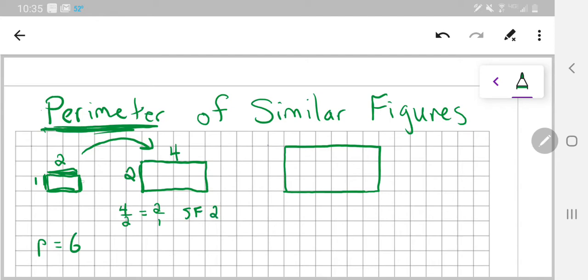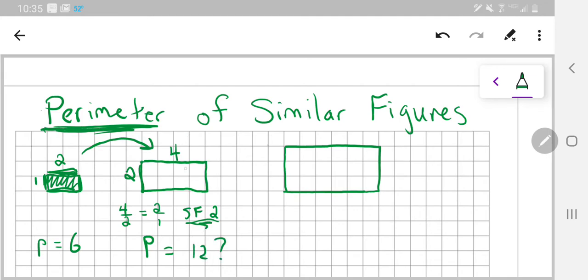So basically the side lengths of the original shape over here were all multiplied by 2 to get this new shape over here, when we do that dilation or enlargement. Okay, so now let's count up the perimeter and see how that's affected. All right, is it affected by the same scale factor of 2? Is it going to be 12?